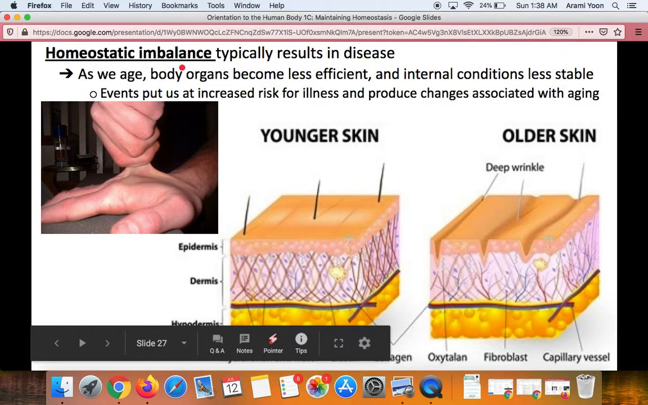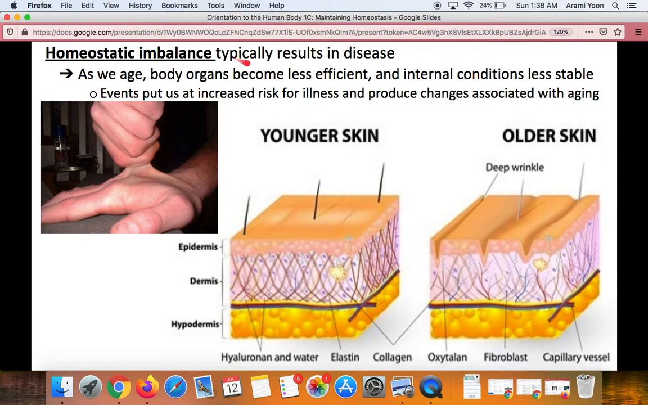If your body is not able to maintain homeostasis, you're going to be in pain, you're definitely going to feel it, and if you cannot get back into homeostasis, and this just keeps happening, then we call that a disease. The thing about that is as you age, your body organs will become less efficient, and your internal conditions will become less stable. The older you get, the harder it is to maintain homeostasis.